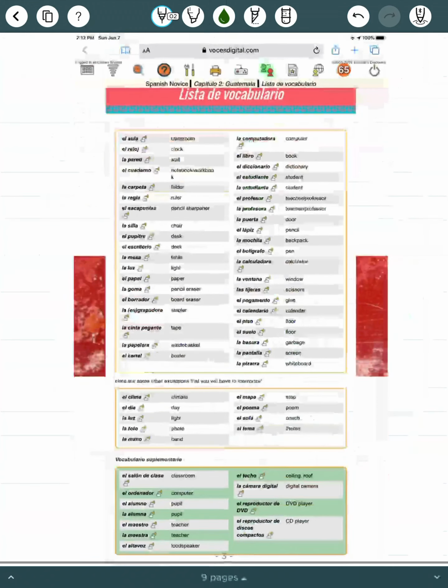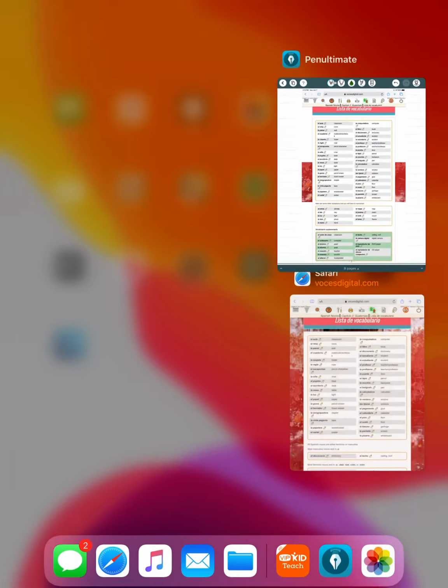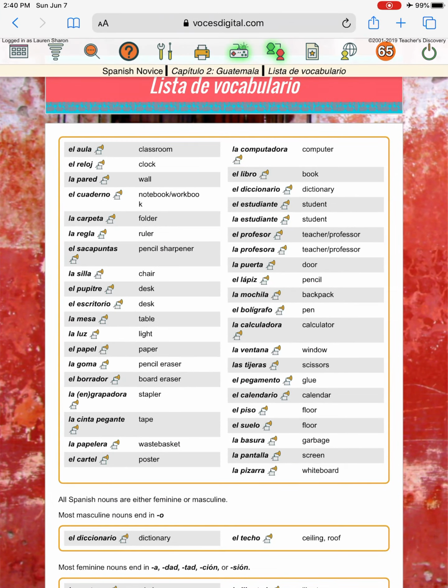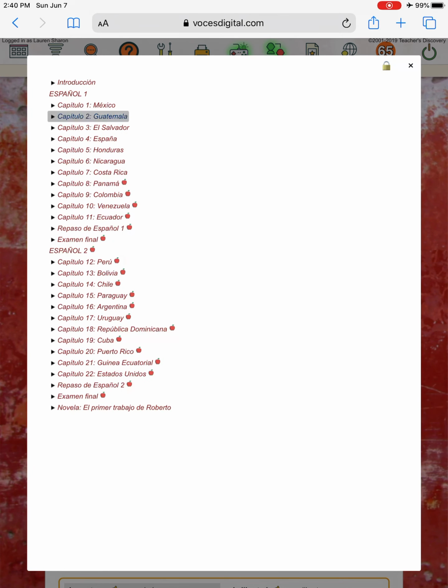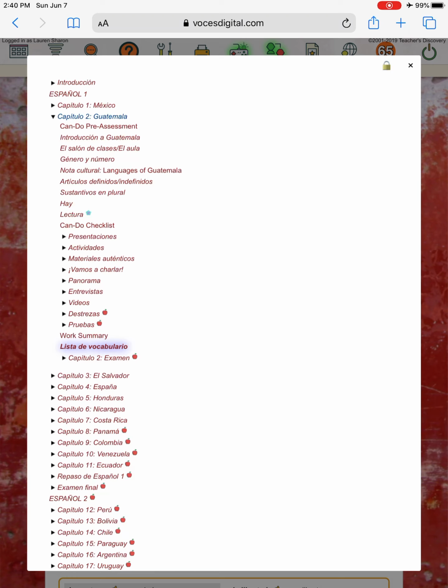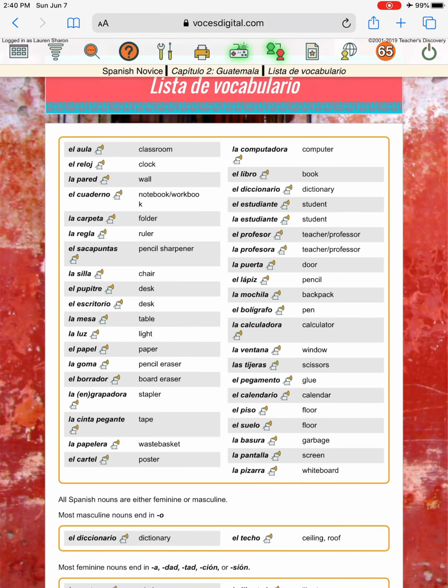Basically, if you look at your vocabulary list, and by the way, let's look at that. To get to your vocabulary list in Voces, if you will click on the table of contents, open up chapter 2 and go to Lista de Vocabulario. That is your vocabulary list, and that will take you right here.